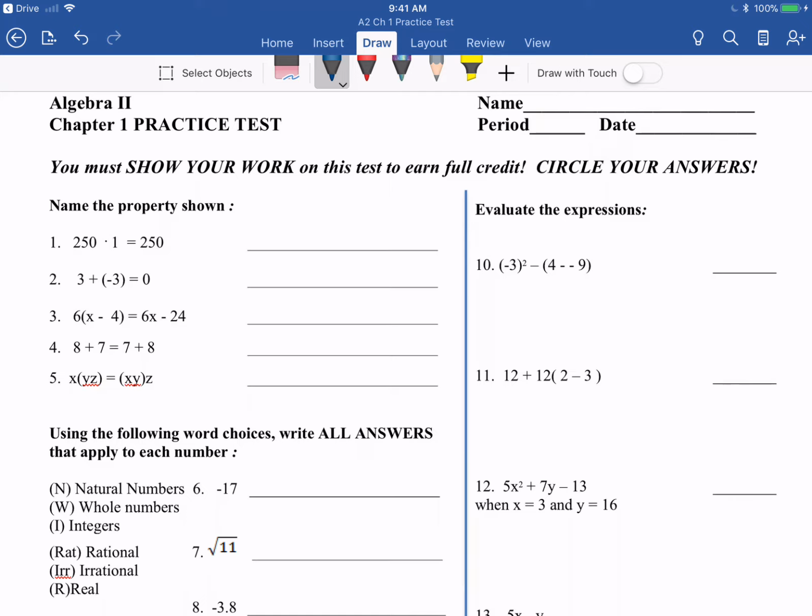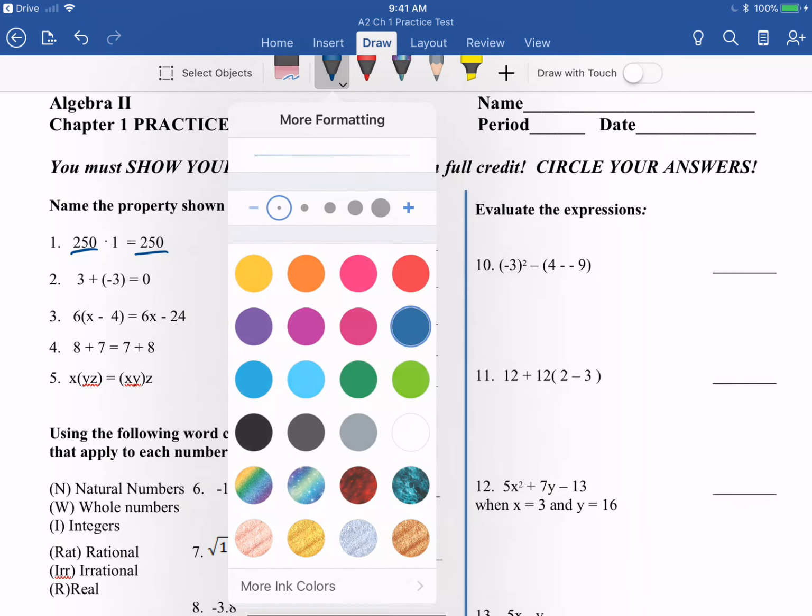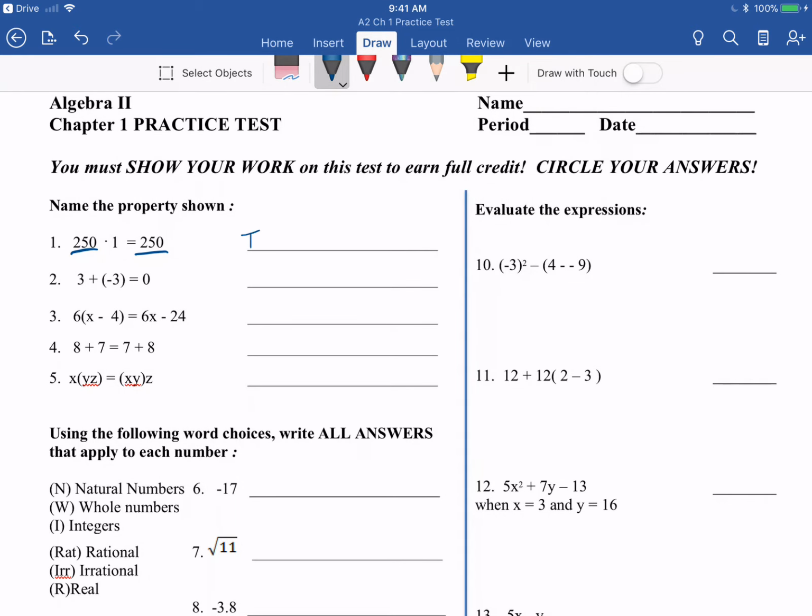The first one there is 250 times 1 is equal to 250. Remember here, you cannot change your identity. So this is identity, and this is the property of multiplication. So if you want to just put a little multiplication there, that's fine. I get it. I get the deal.